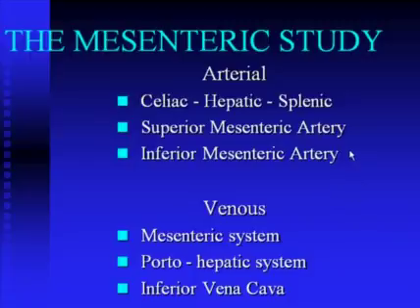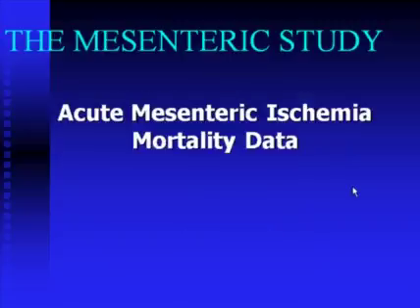The mesenteric vascular study can be either arterial or venous depending on the patient's presenting symptoms. On the arterial side, we're primarily interested in three vessels: the celiac, superior mesenteric, and inferior mesenteric arteries. On the venous side, we have the superior mesenteric vein, the splenic vein, the entire portal hepatic system, and the inferior vena cava, and we'll address all of these throughout the course of this talk.